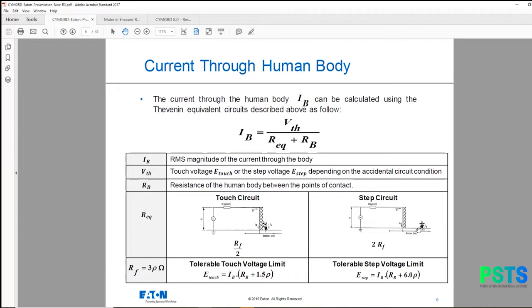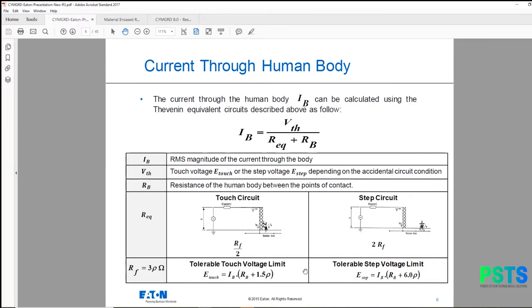On the other hand, when you're walking, your feet are in series, so we need to add them up. So the resistance will be 2 RF. So 6 rho here. They're very much similar equations, except this is 6 rho. It means that you can tolerate. So if it's 100 ohm meters that you're standing on, it will be 600 ohms, sorry, 600 ohms. And this will be only 150 ohms.